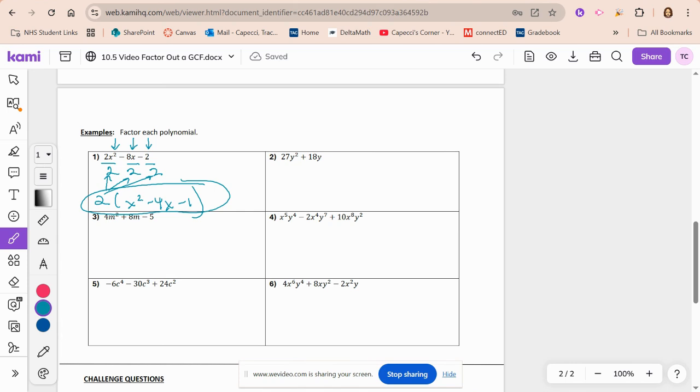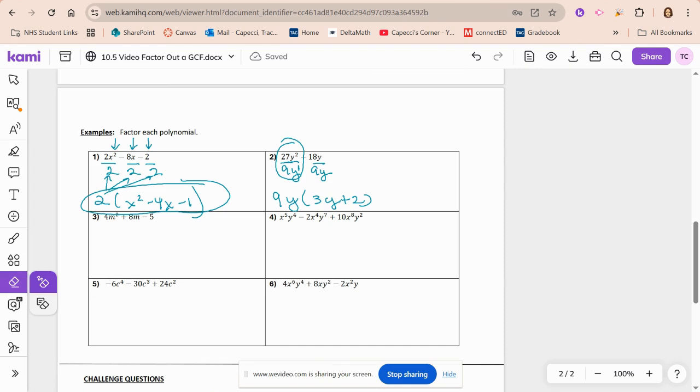Okay, moving on. I have 27 and I have 18. The highest number that goes into both of those is 9. And I have y to the second and y, so that's going to be y to the first. Again, that's my greatest common factor. So I'm going to divide both by that. 27 divided by 9 gives me 3. And I have y squared minus y to the first, so I subtract and get y.